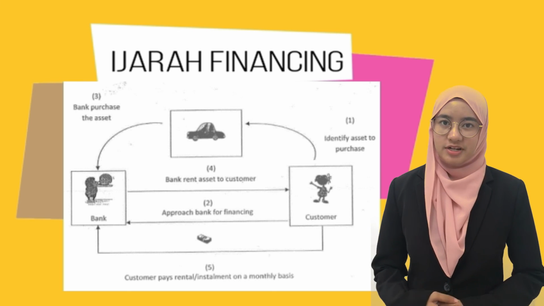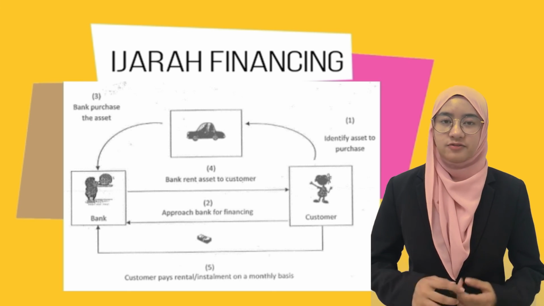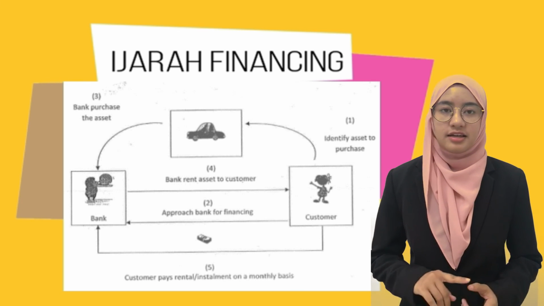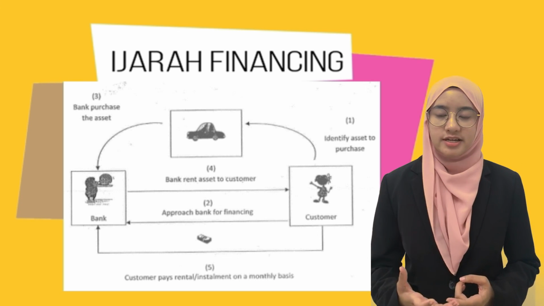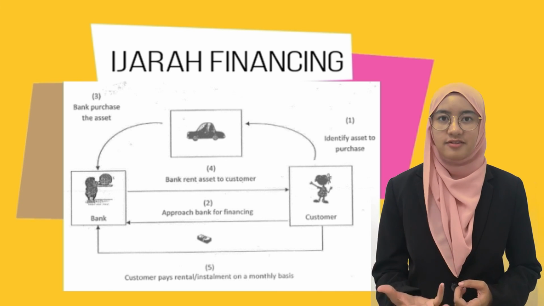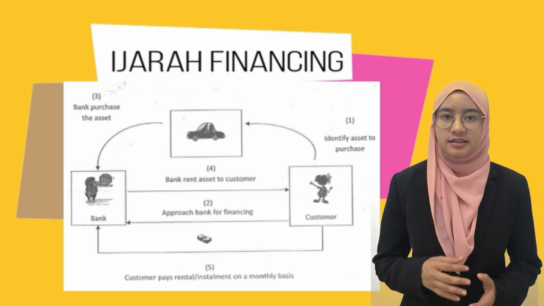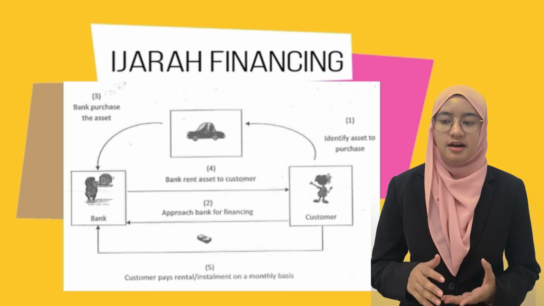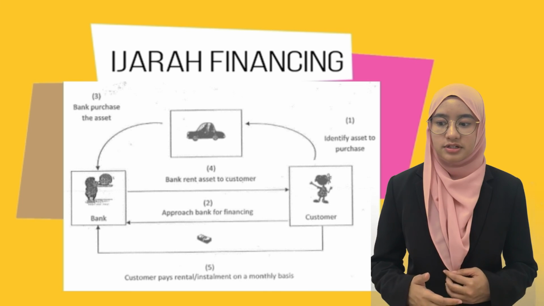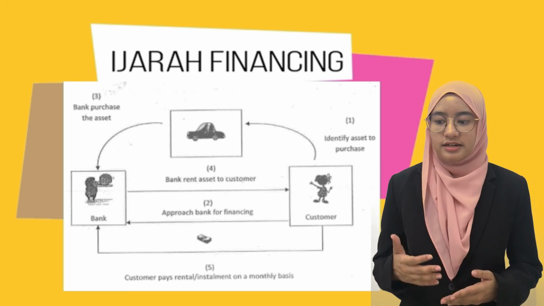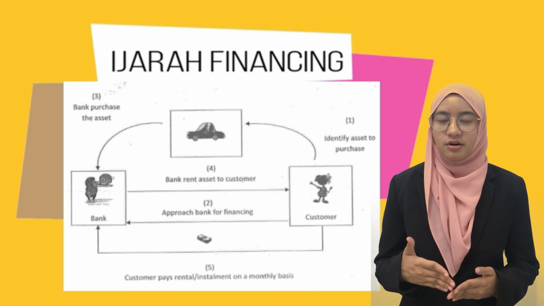The modus operandi of Ijarah financing is, first, the customer identifies the asset, then the customer approaches the bank to finance through Ijarah financing. Then the bank purchases the asset and rents it to the customer, and then monthly the customer will pay rental or installment.